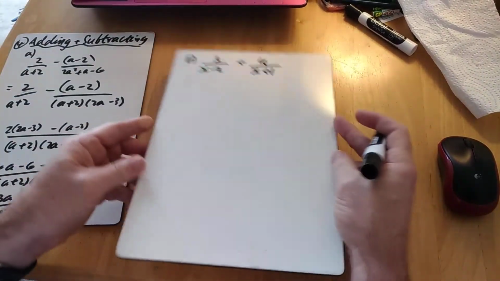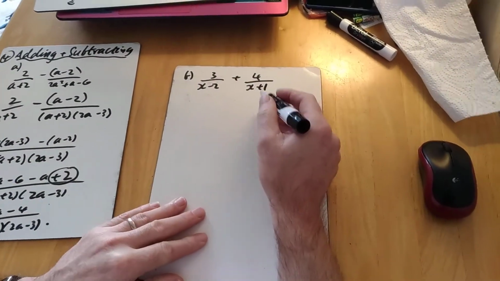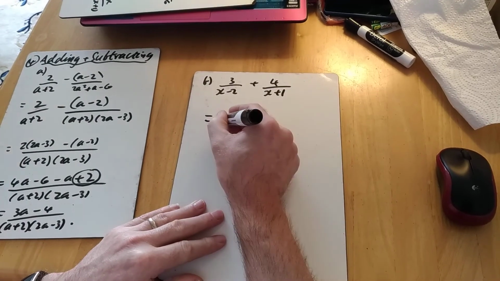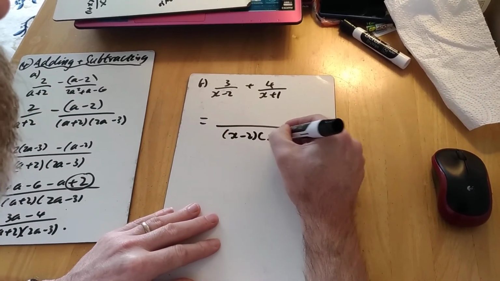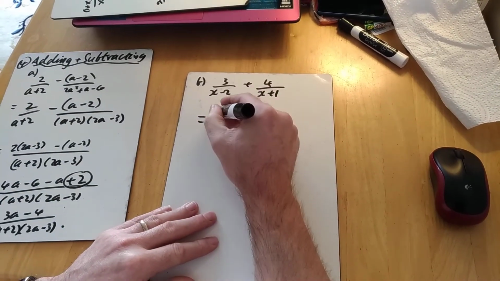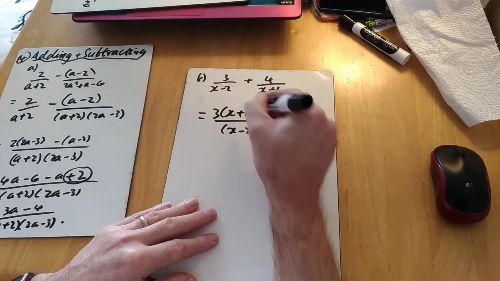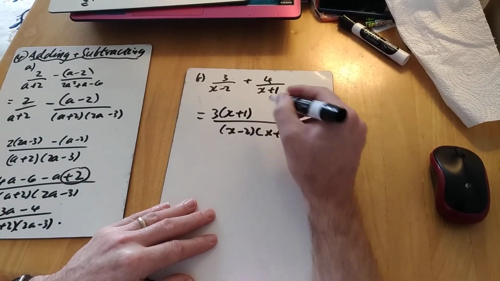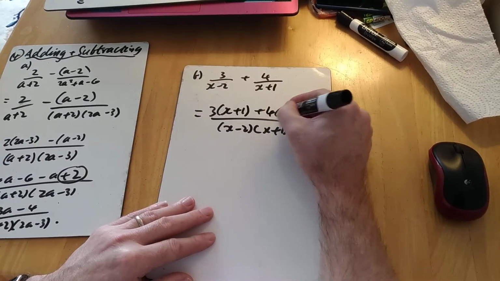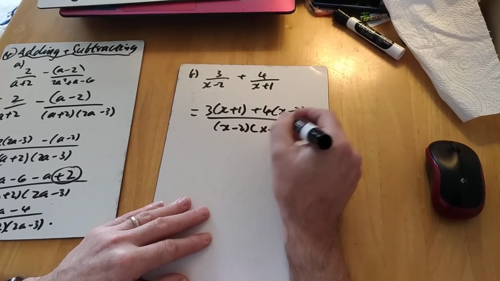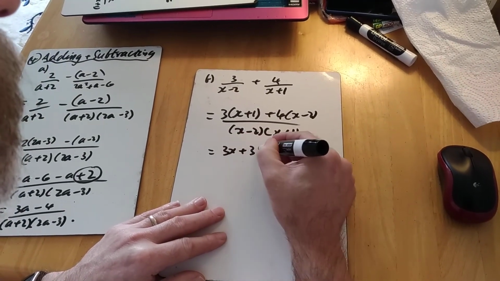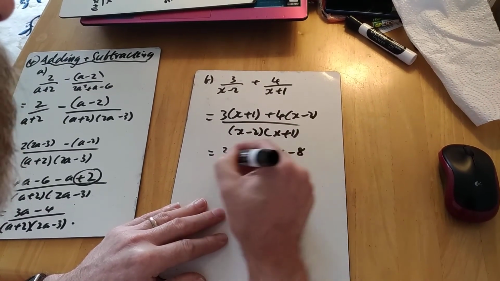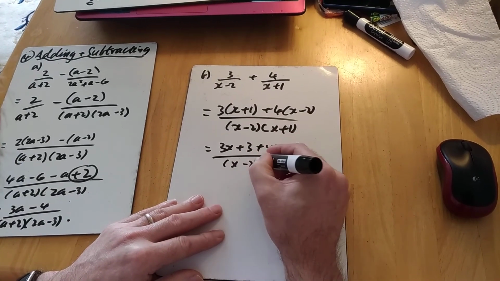Plus 1, nice and straightforward. I don't know why this wasn't the example before, but it wasn't. Simply x minus 2, x plus 1, x minus 2, x plus 1, and cross multiply. 3 bracket x plus 1 gives me the equivalent to that first fraction, and then 4 bracket x minus 2 gives me the equivalent to the second fraction. Tidy it all out, 3x plus 3 plus 4x minus 8 over the brackets on the bottom.